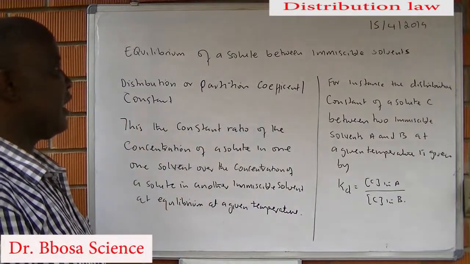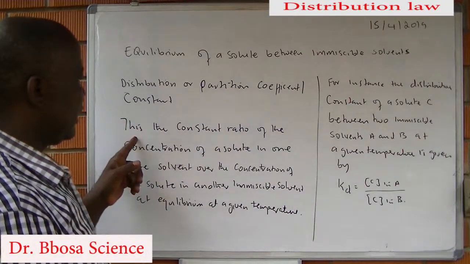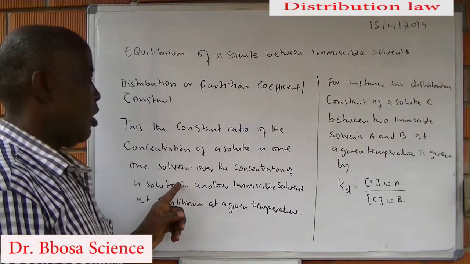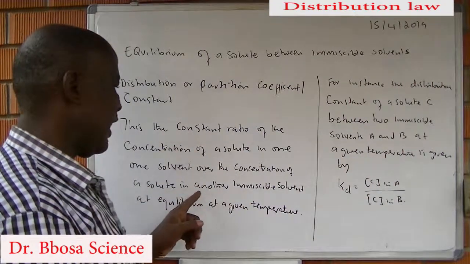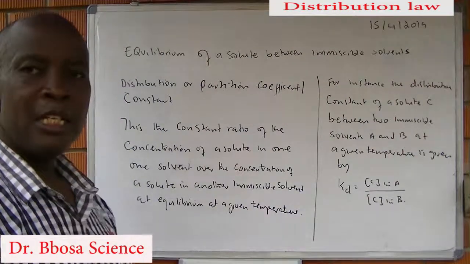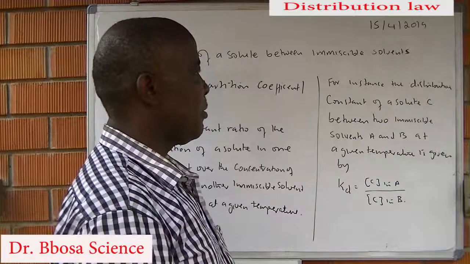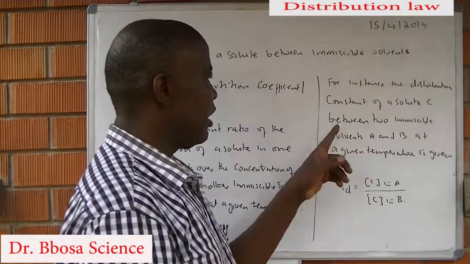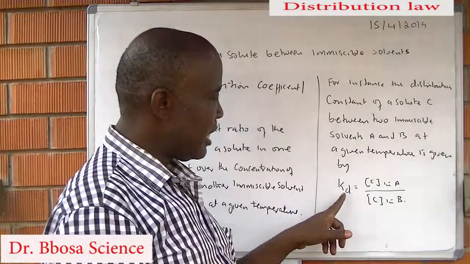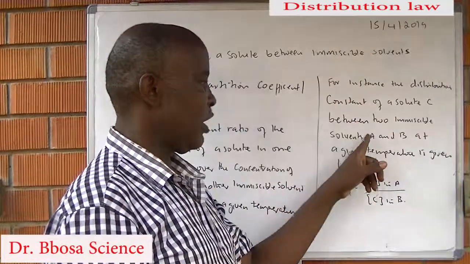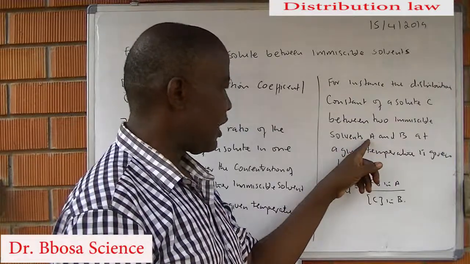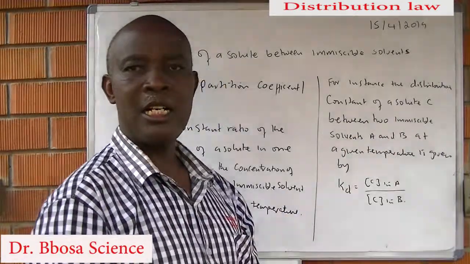Distribution or partition coefficient or constant. This is a constant ratio of the concentration of a solute in one solvent over the concentration of the solute in another immiscible solvent at equilibrium and at a given temperature. For instance, the distribution constant of a solute C between two immiscible solvents A and B at a given temperature is given as Kd is equal to concentration of C in the solvent A over the concentration of C in the solvent B. The first solvent is the numerator, the second solvent is the denominator.